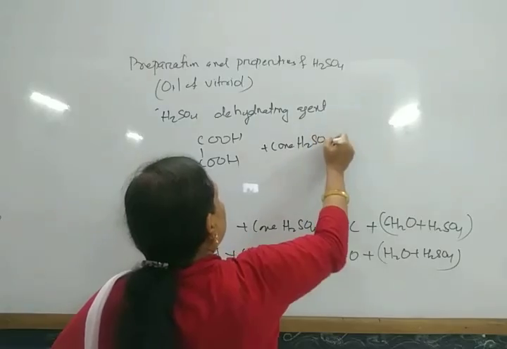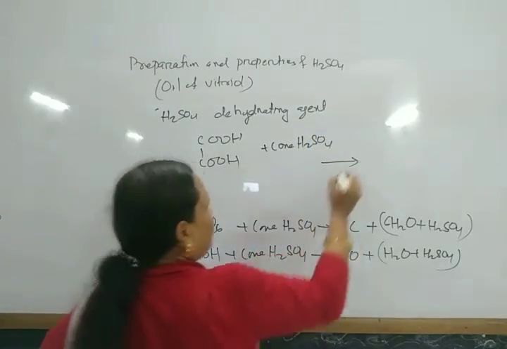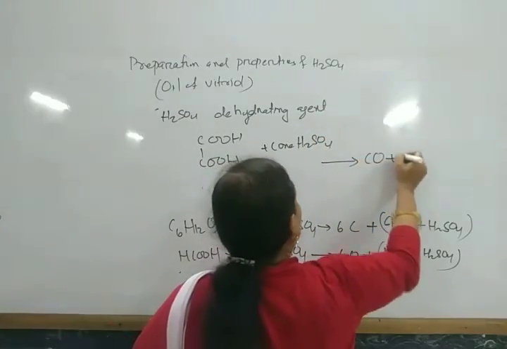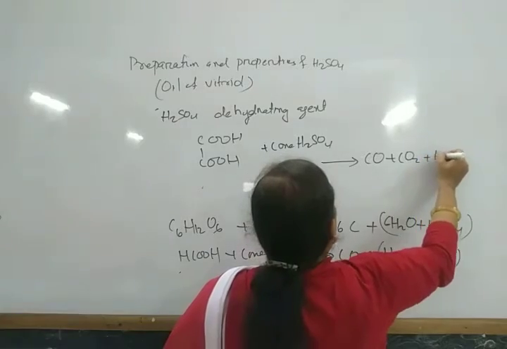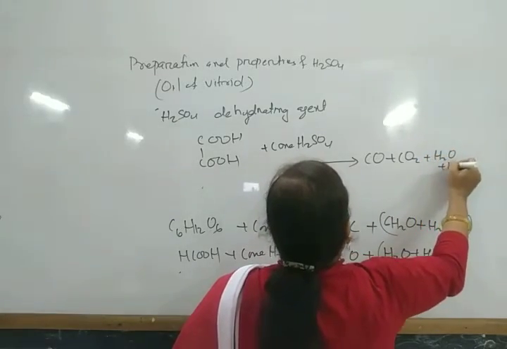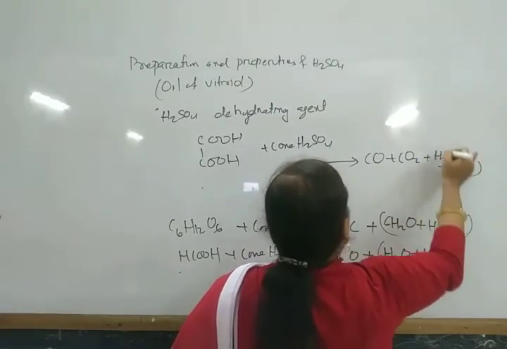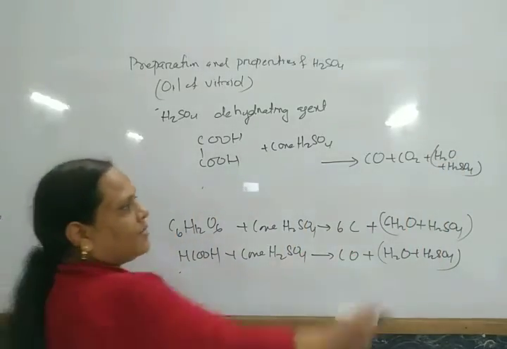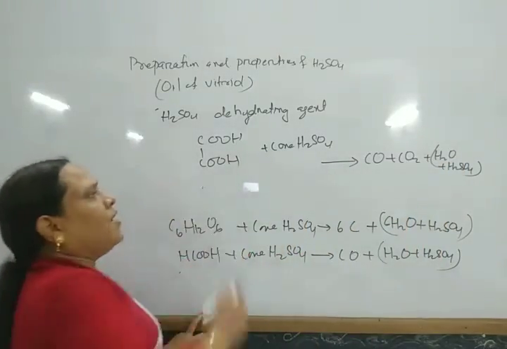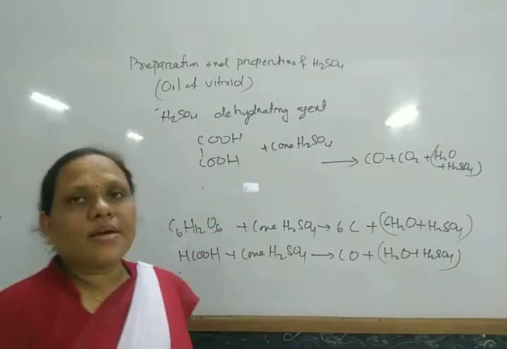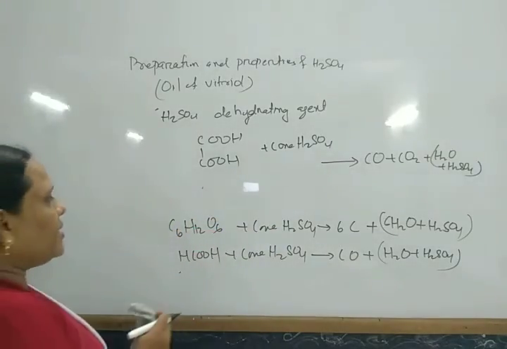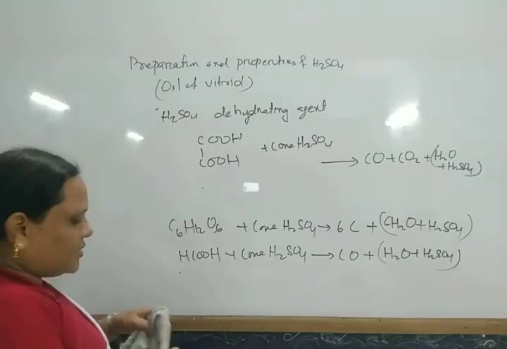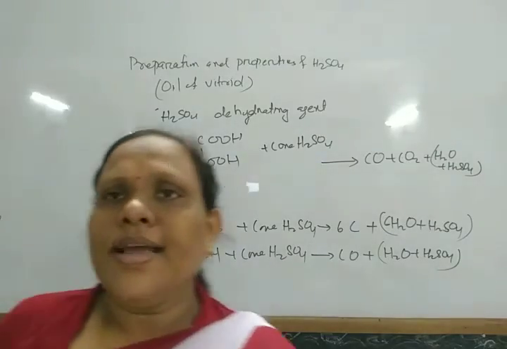Treated with concentrated sulfuric acid, it forms CO, CO2 plus H2O and H2SO4. So it forms a hydrate of this, which I have written in brackets. In this way oxalic acid also forms carbon monoxide and carbon dioxide, so in this way it acts as a dehydrating agent.